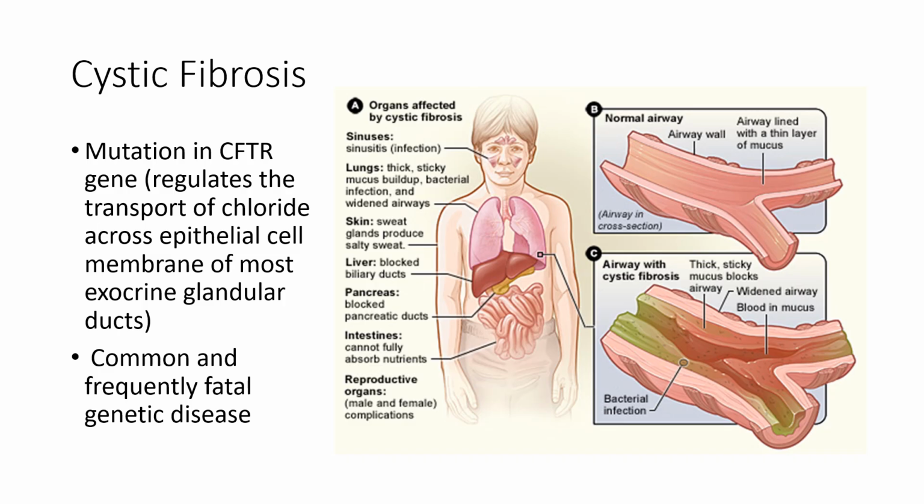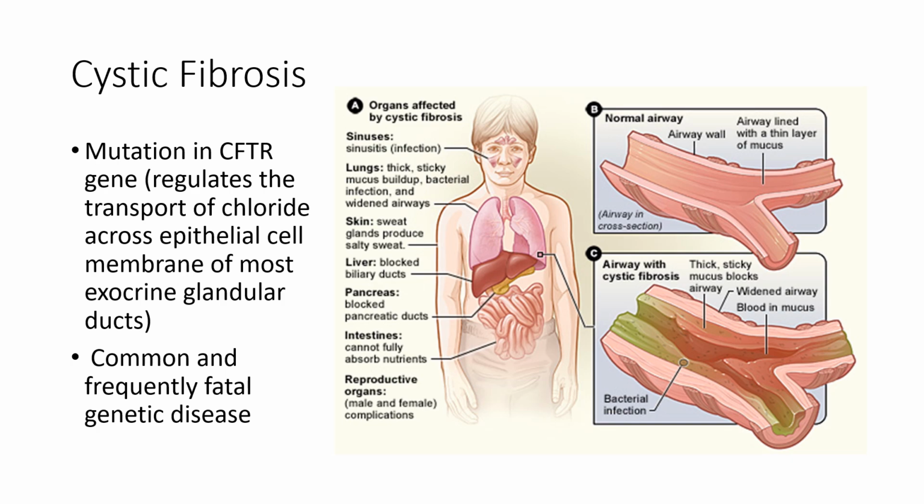Cystic fibrosis is one of those diseases that shows up everywhere because the problem starts at the cellular level. The root cause is a mutation in the CFTR gene, which regulates chloride transport across epithelial cell membranes, especially in exocrine gland ducts. When chloride doesn't move properly, water doesn't follow it, and the result is thick, sticky mucus instead of nice, slippery secretions. In the lungs, that thick mucus traps bacteria, which explains the chronic lung infections.